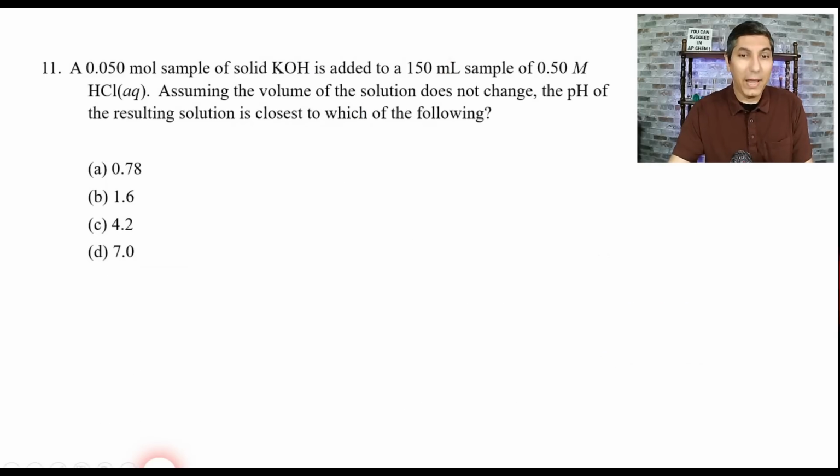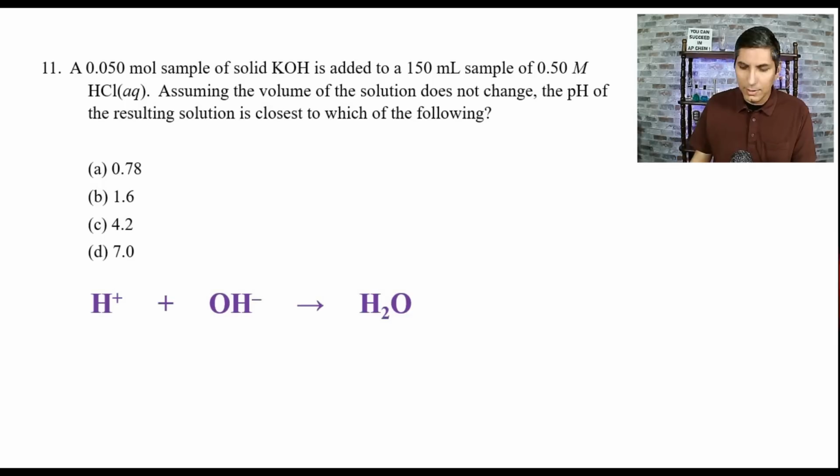Moving on to question 11, we have an acid-base problem. It says a 0.050 mole sample of solid KOH is added to a 150 milliliter sample of 0.50 molar HCl. Assuming the volume of the solution does not change, the pH of the resulting solution is closest to which of the following? Well, we need to be able to recognize that in this reaction, we're adding a strong acid to a strong base. And anytime we have a strong acid, strong base reaction, the net ionic equation is H plus plus OH minus yields water.